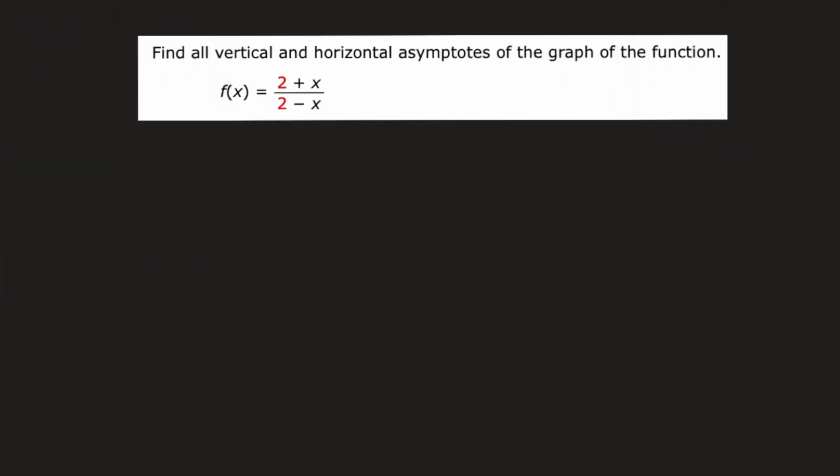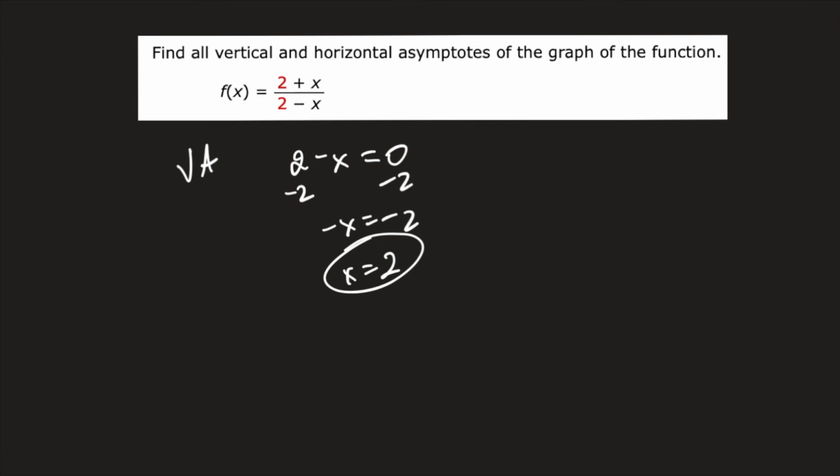To find a vertical asymptote, all we have to do is just set the denominator equal to 0. So to find the vertical asymptote, I'm going to set 2 minus x equal to 0 and solve for x. So I'm going to subtract 2, negative x equals -2, x is equal to 2. Therefore, my vertical asymptote is at x equals 2.